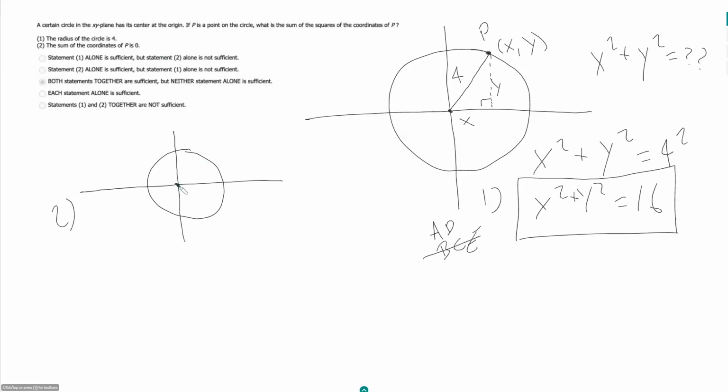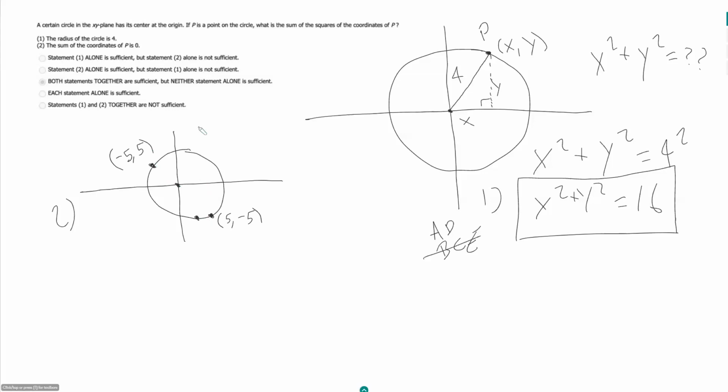So P has to be at a point such as 5, -5. Now, this would be one possibility. Or it could be at -5, 5. So for these two examples, these are going to have the same sum of their squares. It's each going to be 5 squared plus -5 squared. But these aren't the only possibilities for P. So like say it was, for example, 4, -4.